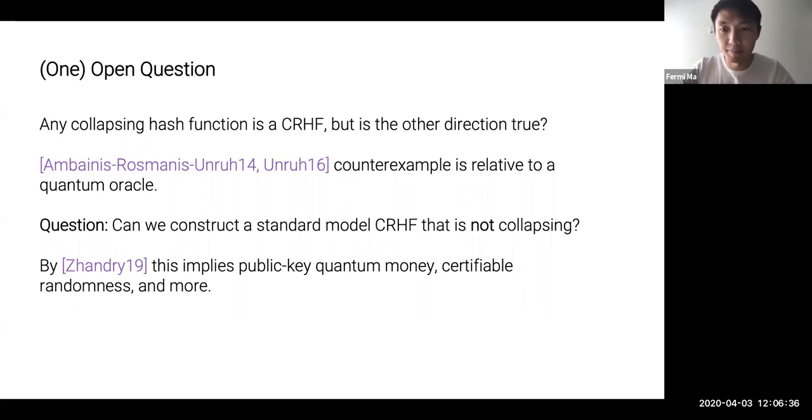So this question of separating CRHFs and collapsing is, I think, in the ARU 14 and UNRU 16 papers, where we're looking at which definitions are going to be sufficient to actually give me a commitment scheme. But it turns out that showing a separation actually allows you to build really cool crypto.